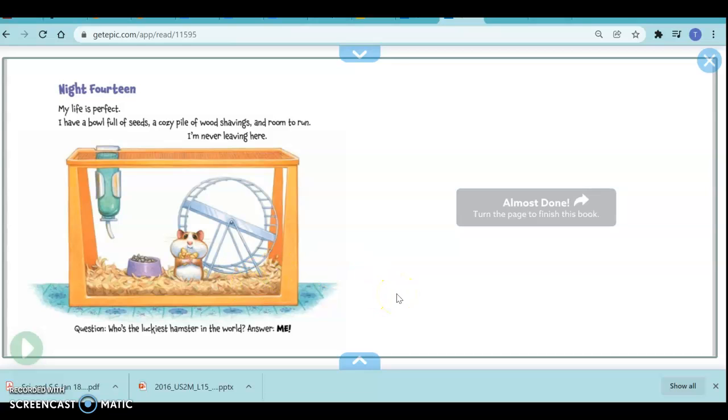Night 14. My life is perfect. I have a bowl full of seeds, a cozy pile of wood shavings, and room to run. I'm never leaving here. Question: who's the luckiest hamster in the world? Answer: me.